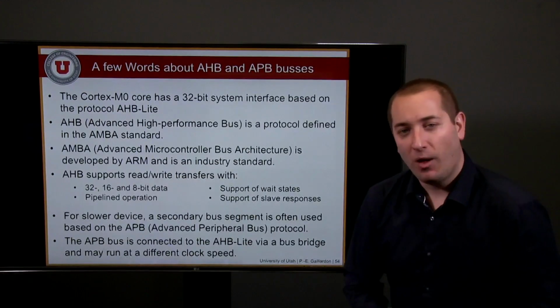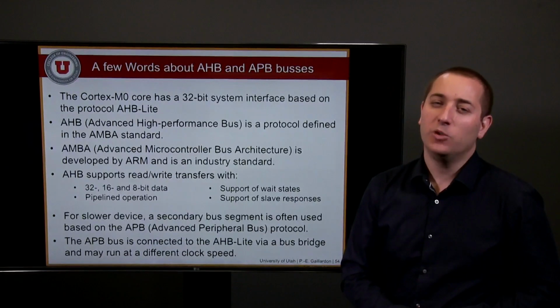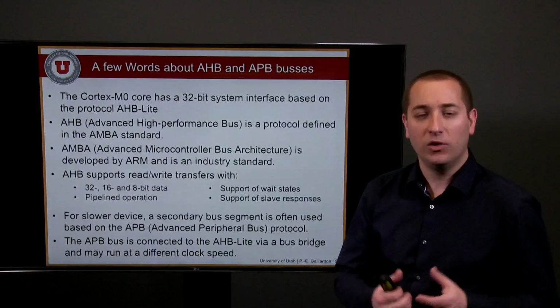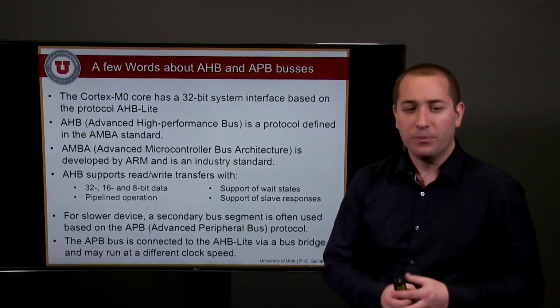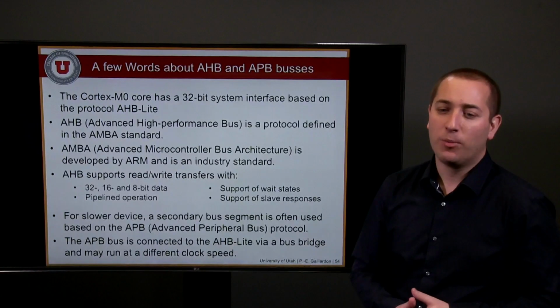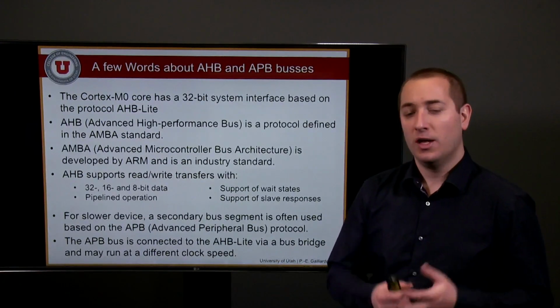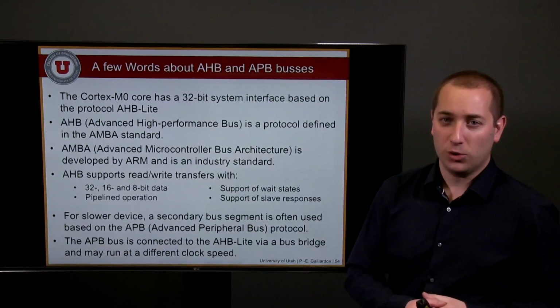So a few words about the AHB and APB buses. Your Cortex M0 core has a 32-bit system interface that uses the AHB Lite protocol. AHB stands for Advanced High Performance Bus, and it's a protocol defined in the AMBA standard that has been developed by ARM and is currently an industry standard.